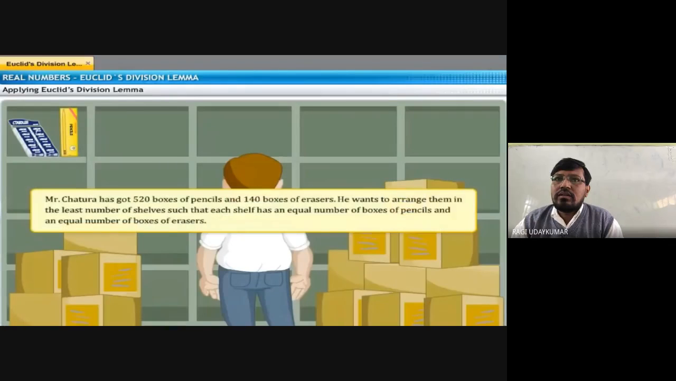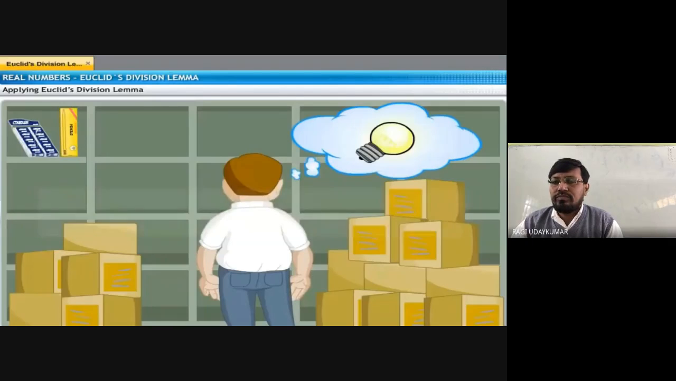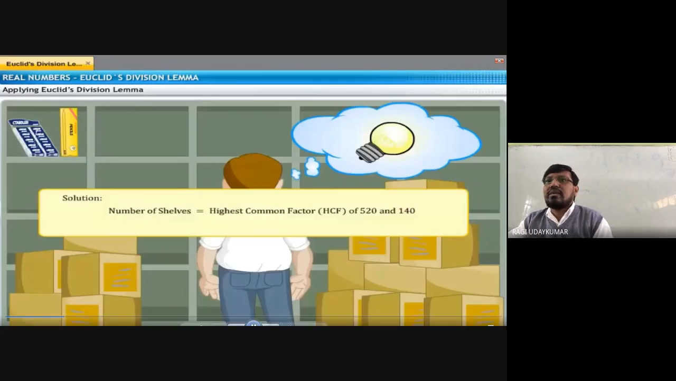Here you see this situation. Mr. Chandra has 520 boxes of pencils and 140 boxes of erasers. He wants to arrange them in the least number of shelves such that each shelf has an equal number of boxes. So the solution is that the highest common factor should be found. You need to find the highest common factor of 520 and 140. The number of shelves you need is given by the highest common factor.